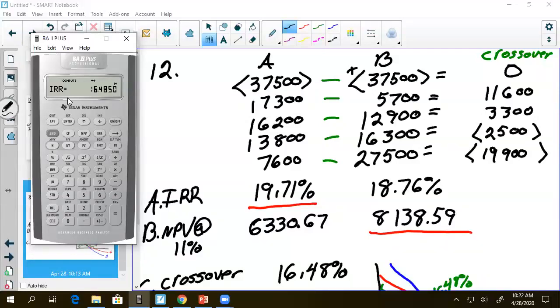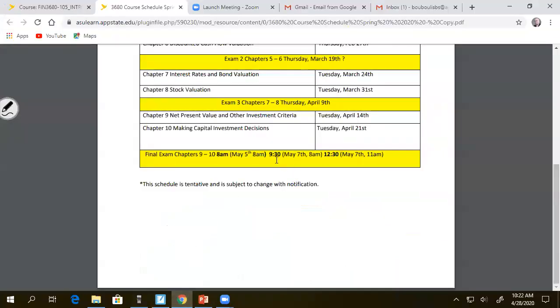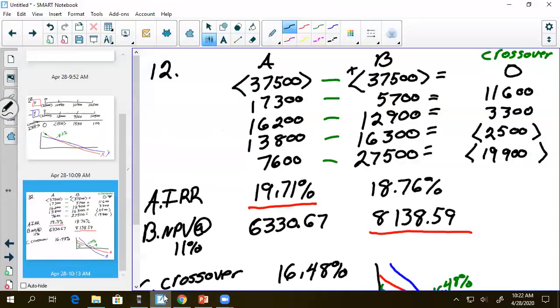So I told you when the final was, right? For you guys, it's May 7th at 8 o'clock in the morning. So the final will be at that time. It's not going to be open all day. It opens at 8. It'll cut off at, what do you get, 2.5 hours? It'll cut off at 10:30. So don't think you got all day to take this. This is different. It's just on chapter 9.